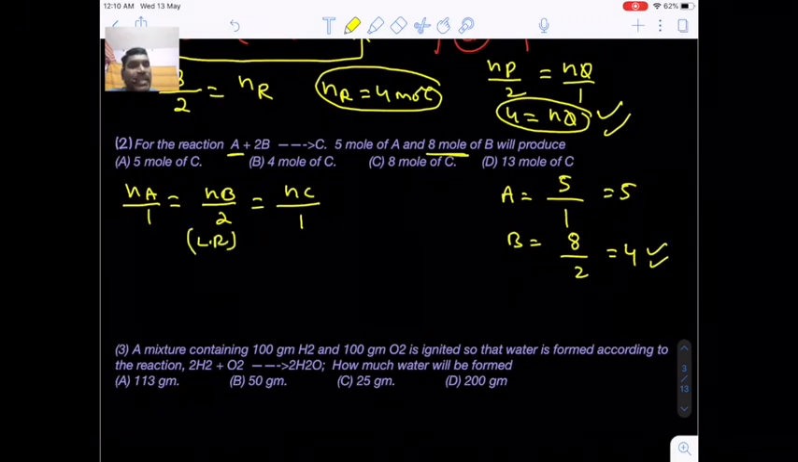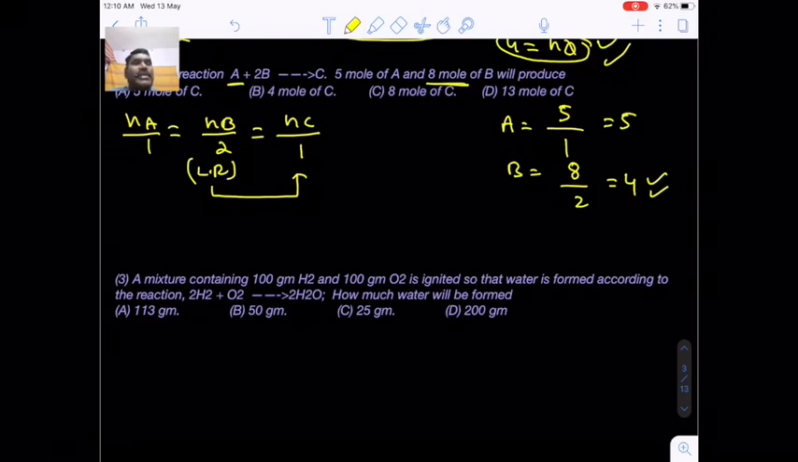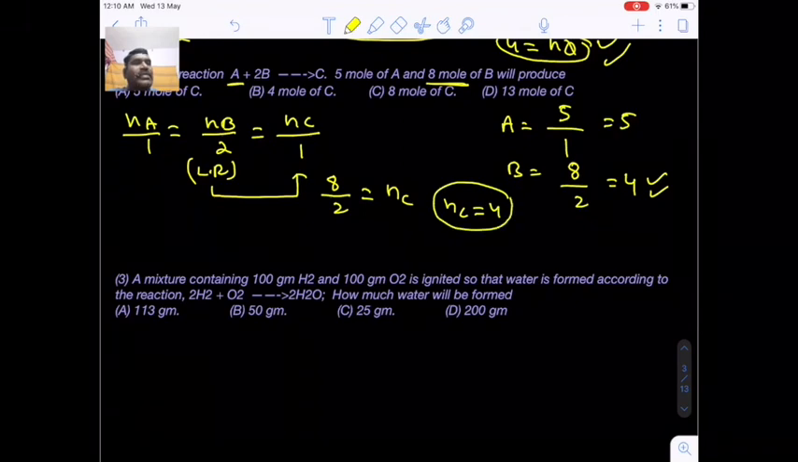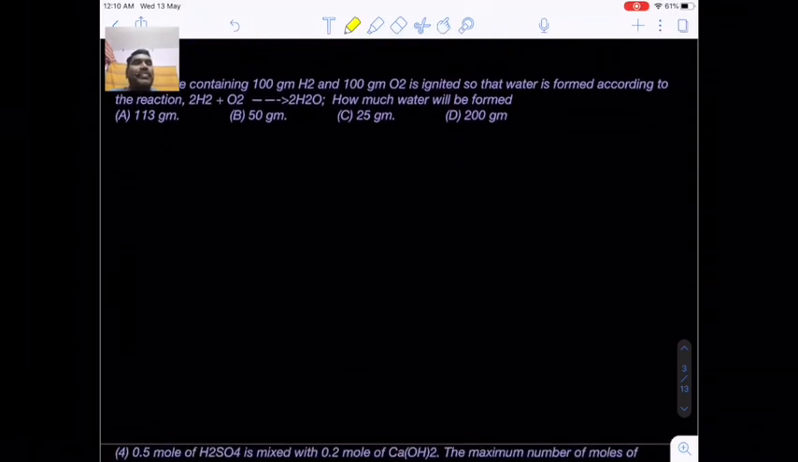Now B will be the limiting reagent, so I have to compare the limiting reagent with the product. How many moles of B are given to you here? 8 moles. So 8 by 2 is equal to number of moles of C. So number of moles of C will be, again, 4 moles of C. Now come to the next problem.